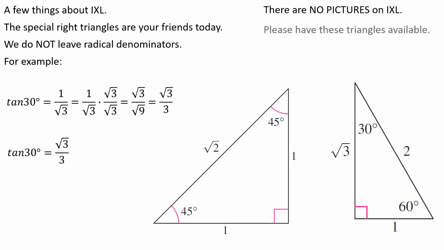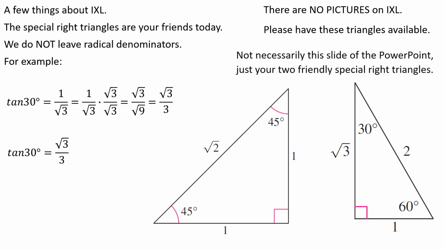Now, there are no pictures on IXL today. They're just going to say tangent of 30 degrees. There will not be a picture to look at. So you need to have these triangles available. That doesn't mean you have to have this PowerPoint up, or be staring at this slide. But you need those two triangles somewhere in your vision. So copy them down on a piece of paper in your own handwriting, or however you want to do it. You need to be able to refer to those triangles, because IXL is just going to say tangent of 30 degrees. There won't be any picture.